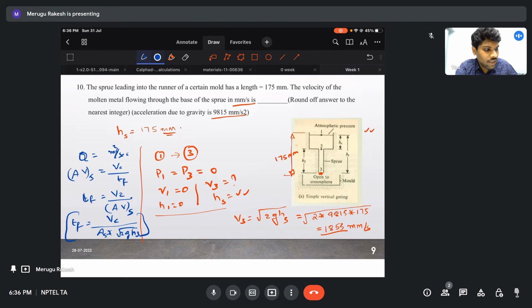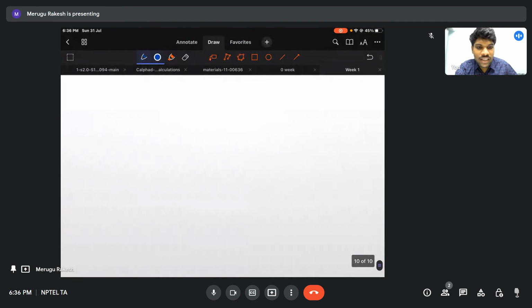So now, there were so many discussions on aspiration effect, so I will explain this aspiration effect and why we need the sprue shape as a taper and why not cylindrical. There is a very good explanation in the Amitabh Ghosh and Mallik textbook also. So that difference you can take to understand this concept.